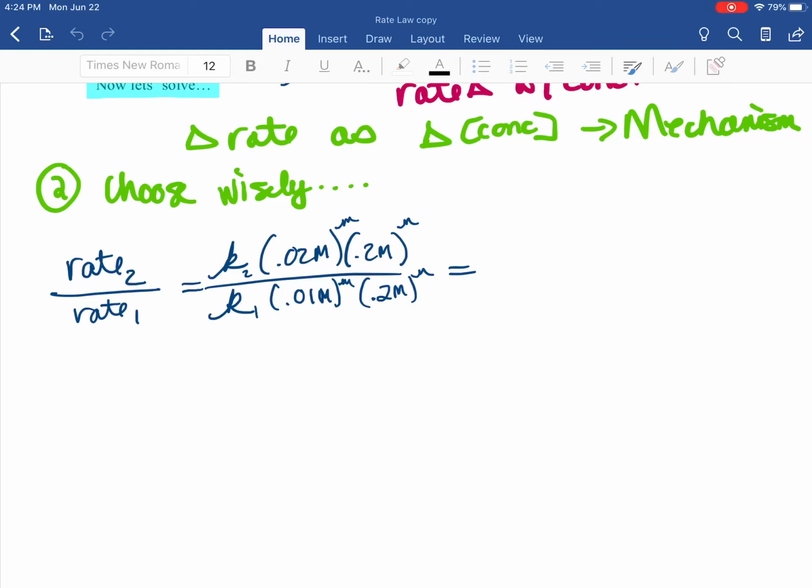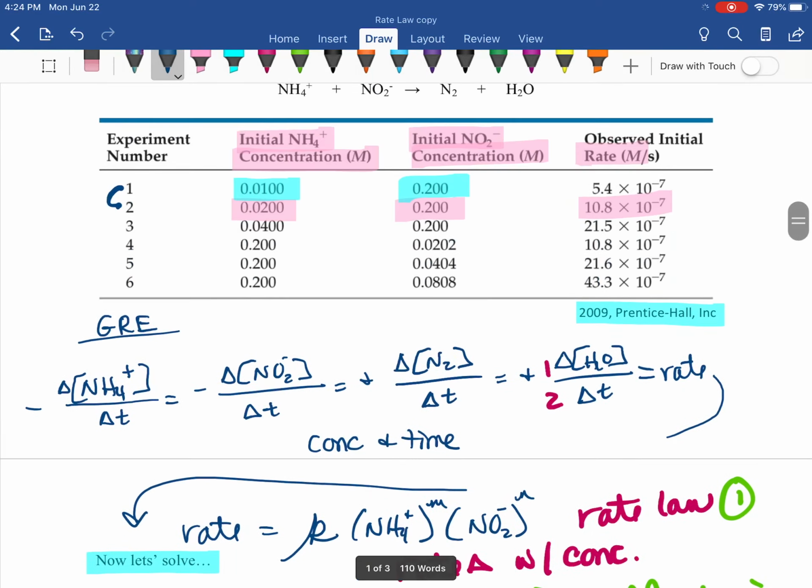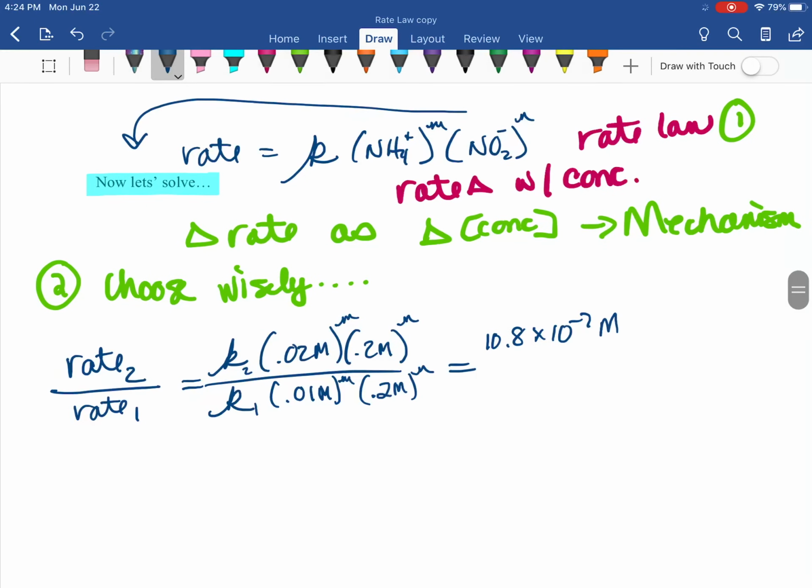Okay, so let's add in those rates. What was that? 10.8 times 10 to the negative 7th for that. And then what are our units on there? Molarity per second. And then I think we had 5.4 times 10 to the negative 7th molarity per second.